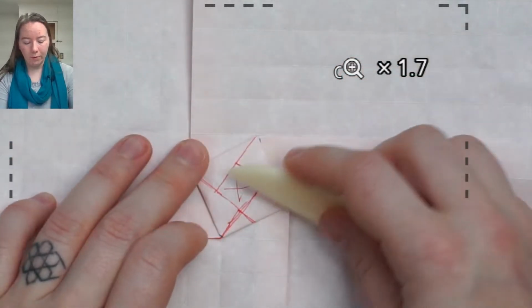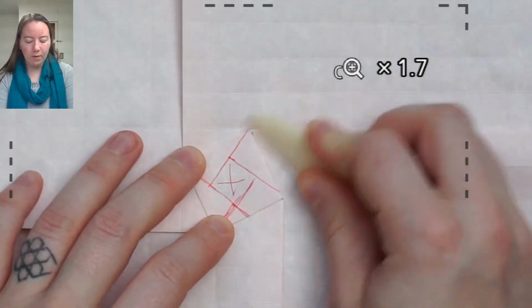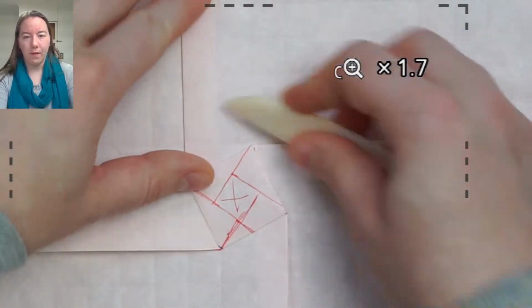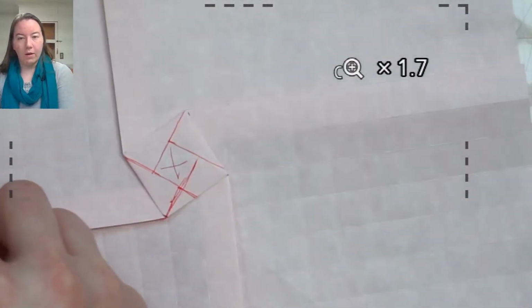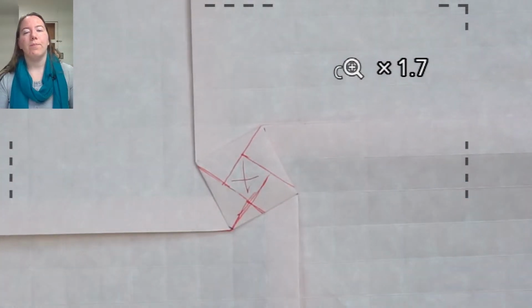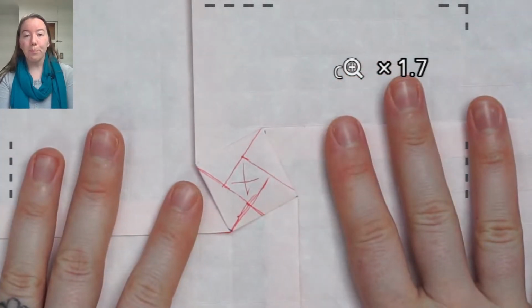I'm going to use my bone folder to smooth everything out and get a nice finish on my piece, or on my twist rather.